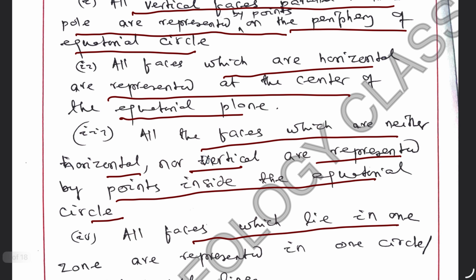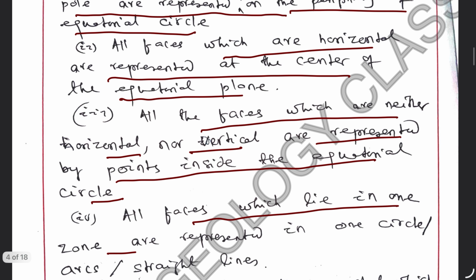All faces which lie in one zone. What is a zone? A crystallographic zone is defined as the zone where the faces have their mutual edges parallel. So in a zone we have a number of faces and their edges are found to be mutually parallel. So all the faces which lie in one zone are represented in one circle, or in one arc, or in one straight line.